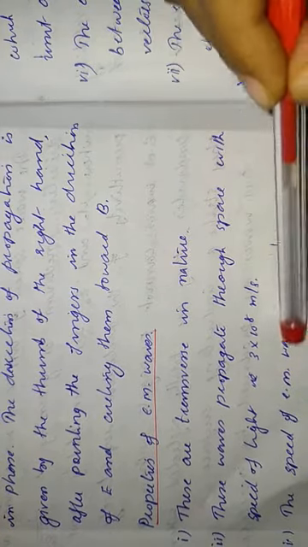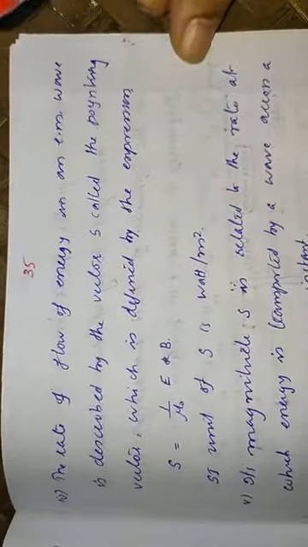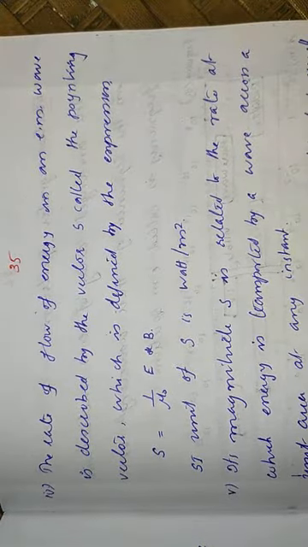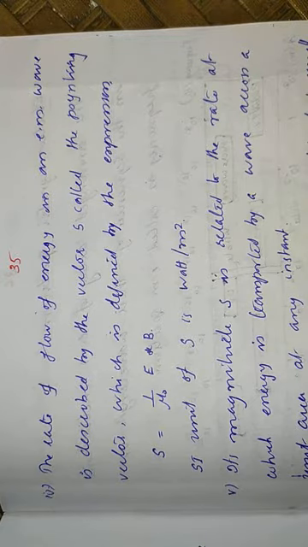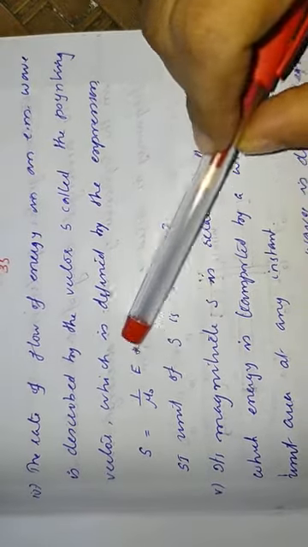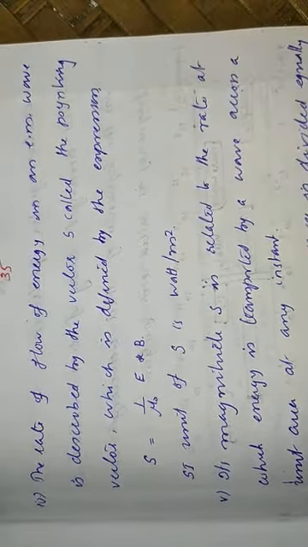And the speed of the electromagnetic wave can be given by the equation C is equal to 1 by square root of mu 0 epsilon 0, where mu 0 and epsilon 0 are permittivity and permeability of free space. The rate of flow of energy in an electromagnetic wave is described by the vector S called the Poynting vector, which is defined by the expression 1 by mu 0 E into B.